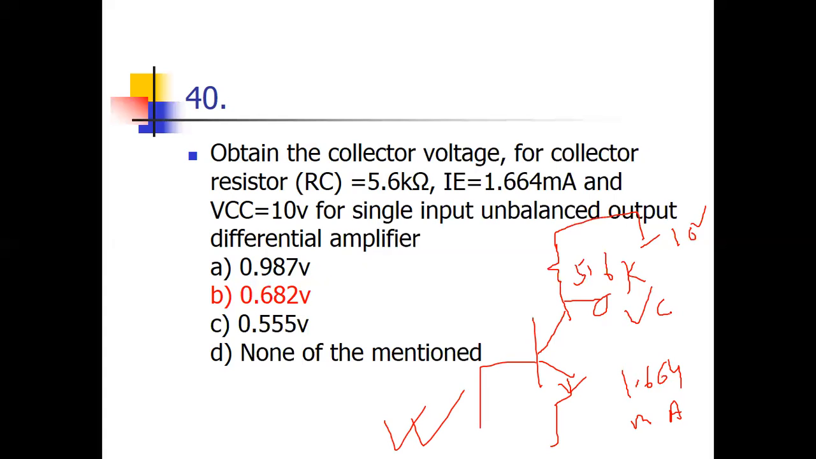This VBC. Now just apply KVL here. 10 minus 5.6 IC equals VBC. IB is not given here, so we assume IE approximately equals IC because beta is also not given. So here just put the value of current, and you will have the value 0.682 volt.